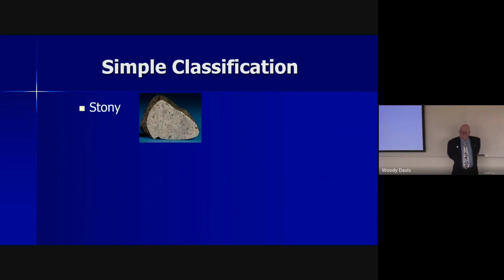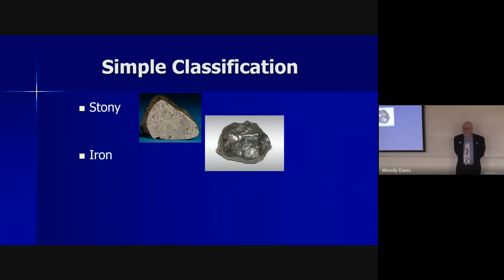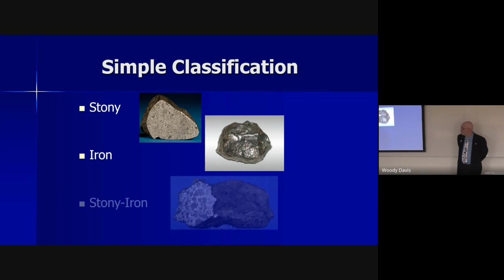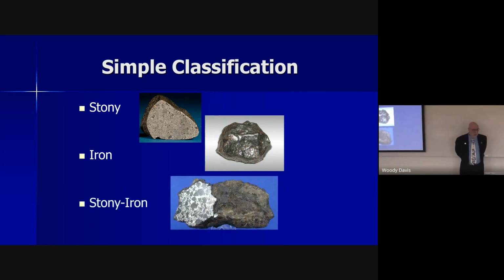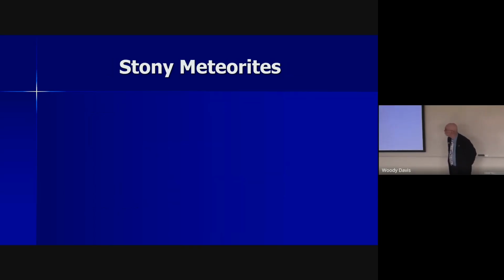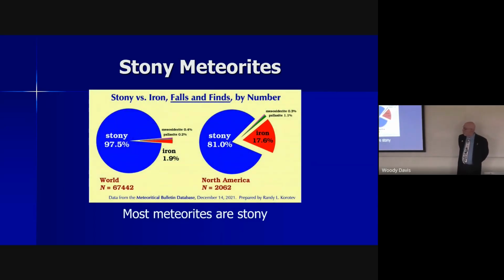So I'll talk about the simple classification. And so make that real easy. You've got stony meteorites, you've got iron meteorites, and a mixture of stony iron. And so for the first blush, that's really all you'll need to know. Now, stonies are the most common by far, making up over 95% of all meteorites. And that number now is about 77,500 known meteorites.